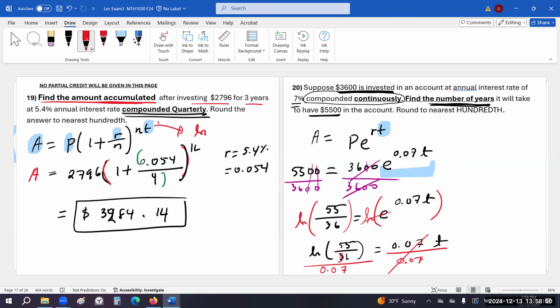So this is 36. Let me write again. 36, this is 55. We go to the calculator. So if you use the calculator, you need one parenthesis here divided by the denominator, if your calculator doesn't have a fraction format.